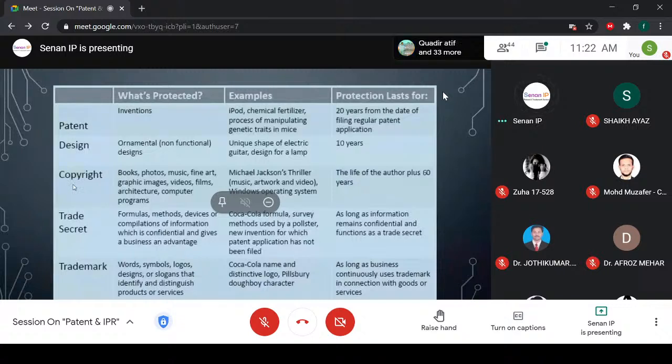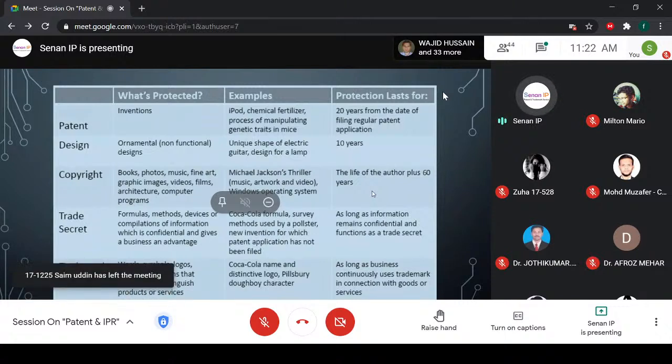Copyright. Copyright can be filed for books, photos, music, fine arts, graphics, images, videos, films, computer media, all of these. These are examples for which we can file a copyright application. And the lifetime of the copyright is the lifetime of the author, or 50-60 years from his death.